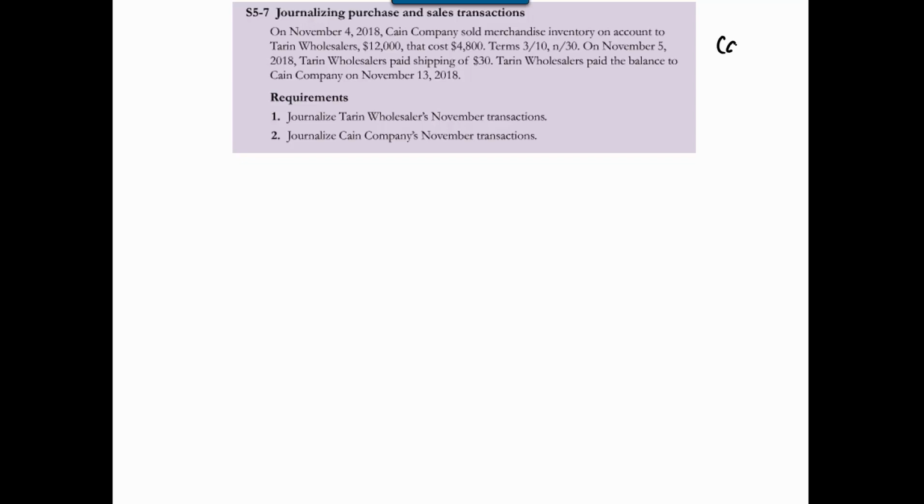We've got Kane, who is the seller, and they're selling stuff to Taryn, who is the buyer. And we're going to look at these transactions from both sides. So on November 4th, Kane sold inventory to Taryn, $12,000 on account, terms 3/10, net 30. The cost of that sold was $4,800. And then Taryn paid the shipping, so it must have been FOB shipping point because the buyer's paying the shipping. And then they paid their bill to Kane. So we'll look at those three transactions here, how they look for each of them.